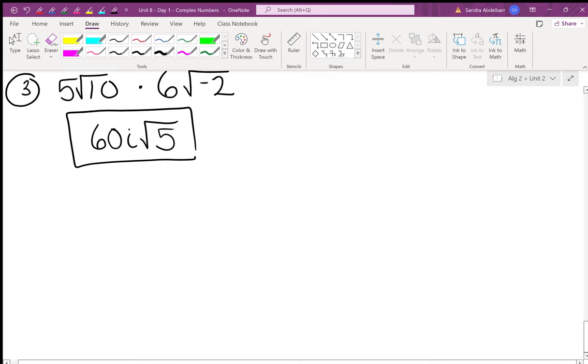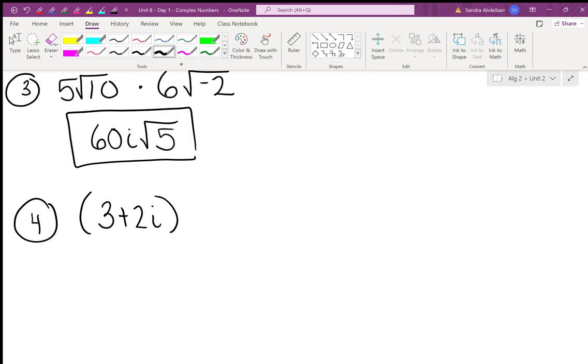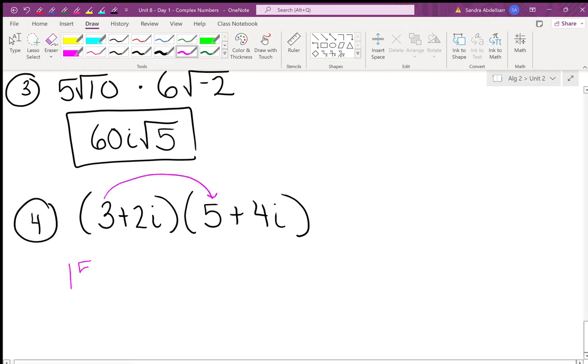Okay. What about this? If I have 3 plus 2i times the quantity of 5 plus 4i, in this scenario, what do I have to do? David. We got to distribute. Yeah, we have to FOIL this out. We need to double distribute, FOIL it out, whatever you want to call it. So we have 3 times 5 is 15. What's 3 times 4i? 12i.